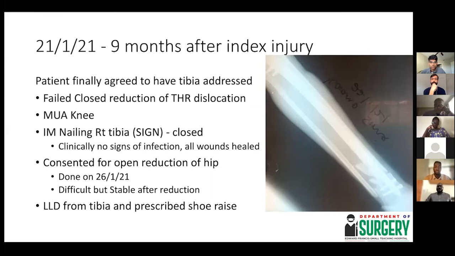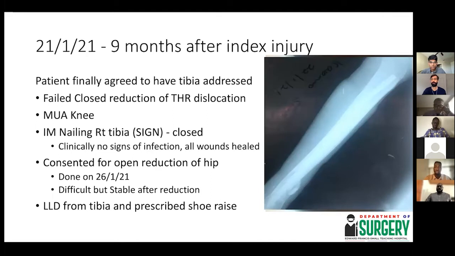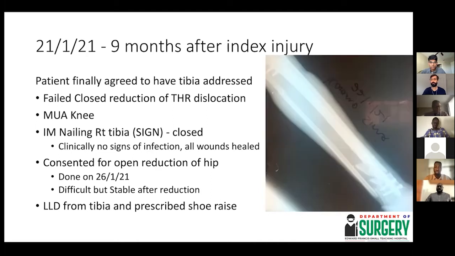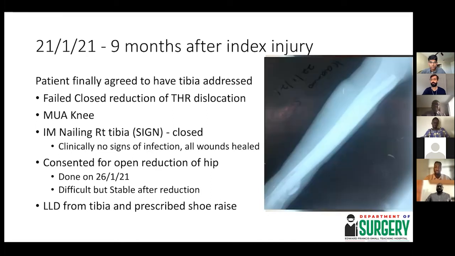Of note, he still has this leg length discrepancy from his tibia and we prescribed a shoe raise. So trying to eliminate all the things that may cause a dislocation. So getting him level, getting the knee moving a bit more and reducing the hip, which when reduced was stable. These are the X-rays of his nail, so AP and lateral.